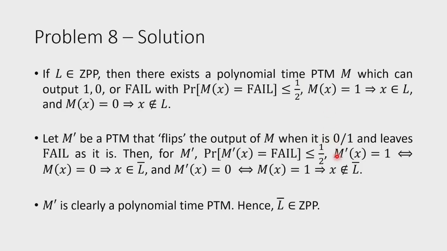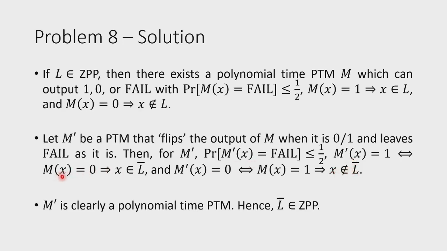Then what about when M prime x equals 1? So when M prime x equals 1, we know that Mx equals 0, but Mx equals 0 implies x is not in L, x is in L complement. So whenever M prime x outputs 1, x is in L complement. Similarly, whenever M prime x outputs 0, Mx outputs 1 and therefore x is in L and therefore x is not in L complement.